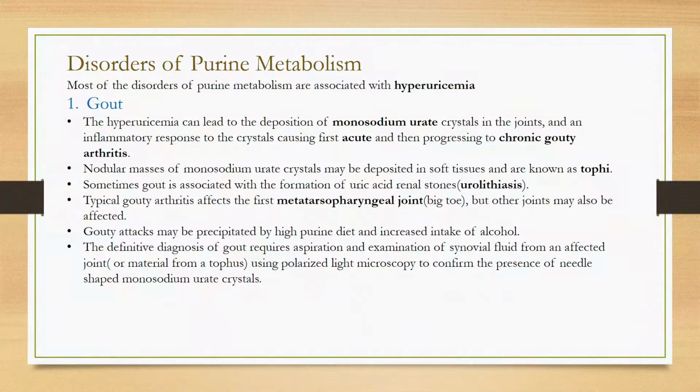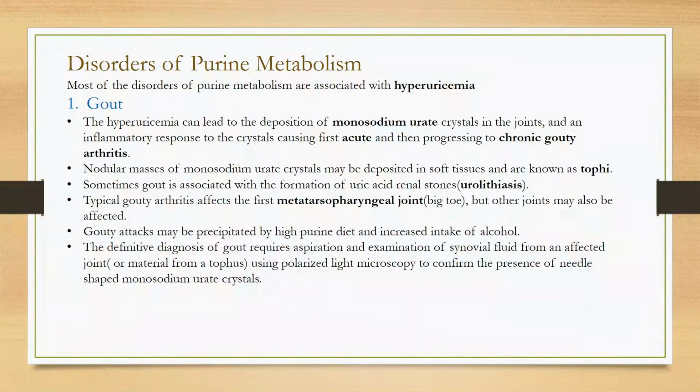At body pH, uric acid occurs in the ionized form, which is urate. In extracellular fluid, sodium is the major cation, so uric acid occurs in combination with sodium as its salt, called monosodium urate. Hyperuricemia can lead to deposition of monosodium urate crystals in the joints, and an inflammatory response to these crystals causes first acute and then chronic gouty arthritis, and nodular masses.